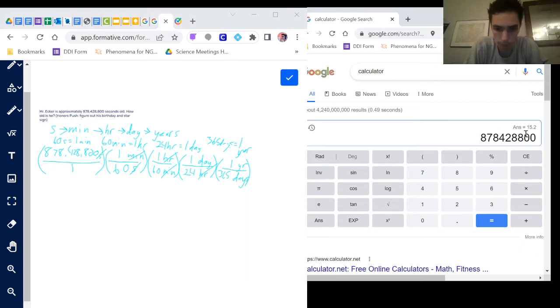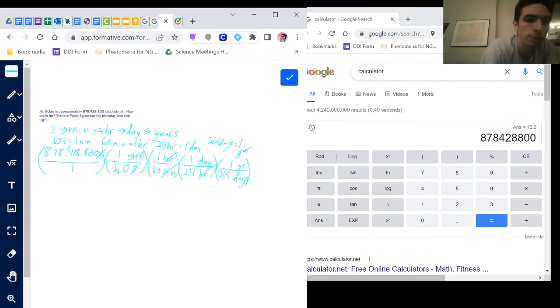878,428,800 seconds. And then I'm going to skip steps that I know I don't need to do here. So I'm not going to multiply by any of the ones. I'm not going to divide by the ones because I know that's not going to affect my answer at all. Oh, and one thing I want to do before I do that, I want to cross out our days so that I can be sure that I'm left with years to remind myself of my units.